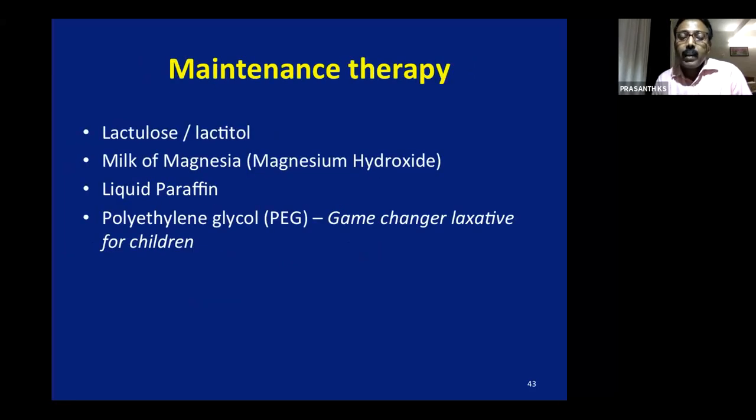Having attained disinfection, we'll move to maintenance therapy. What are the agents at our disposal? There are a multitude of pharmacological agents like lactulose and lactitol, milk of magnesia, which is essentially the magnesium hydroxide preparation, liquid paraffin, and so on. Milk of magnesia and liquid paraffin taste unpalatable, and liquid paraffin, if used in young children, carries the risk of lipoid pneumonia in case of aspiration.